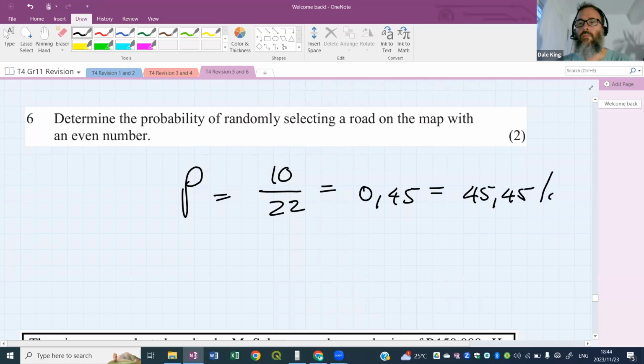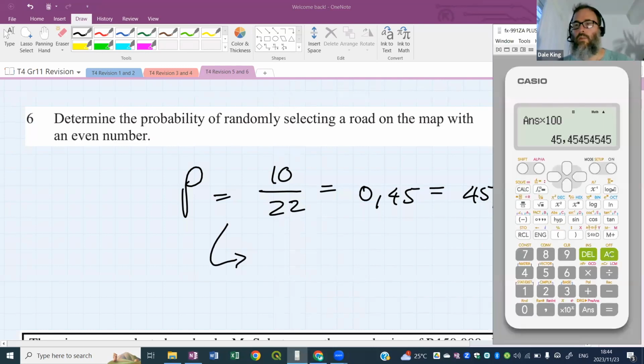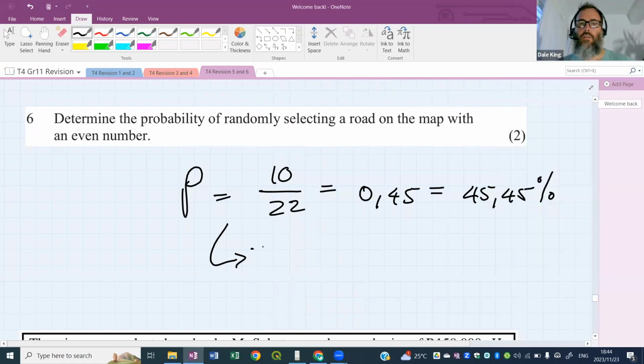Sometimes they say show it as a fraction in simplified form. All right, if they want that, I don't know why they would want that, but if they do, we just take our fraction and we press equals on a calculator and we get 5/11. Okay, so they could ask for many different options.